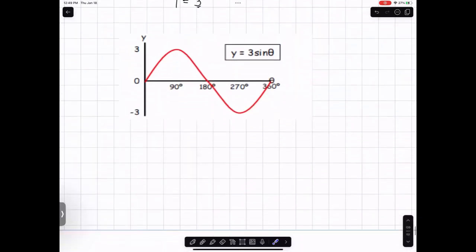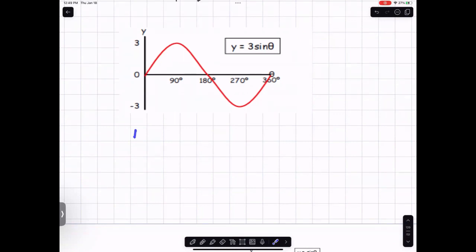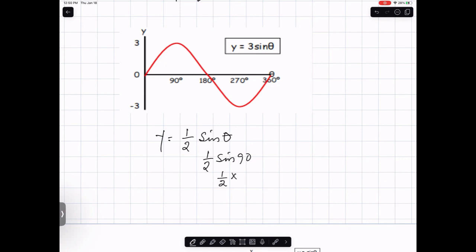So we move further to halving our trigonometric graphs. For example, I have y equals half sine theta, and our angle is 90 degrees. That means we are seeing half of sine 90 degrees. And we know sine 90 is 1, so that is half multiplied by 1. That gives us 0.5. So when your sine graph is half, that means the value of y is also halved.